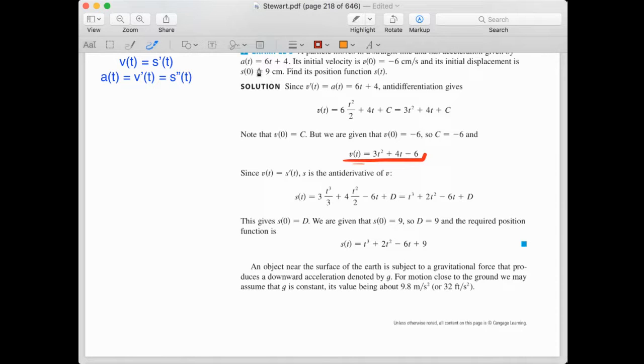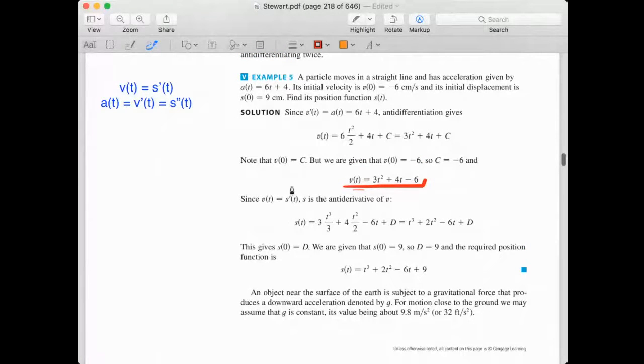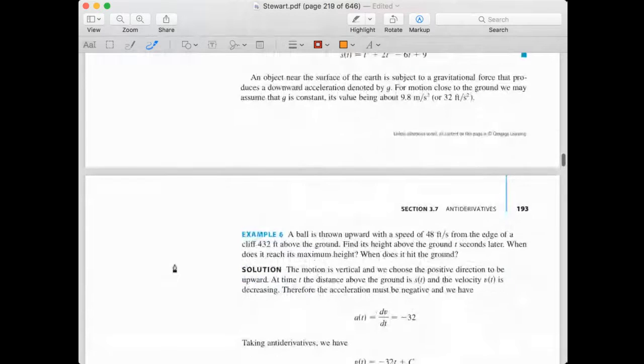Now we have another point, right? We have 0, 9 for the displacement function. So we substitute 0 for t, and that equals 9. So d equals 9. So we put 9 into d, and we get the displacement function to be t cubed plus 2t squared minus 6t plus 9. All right, that's how we use antiderivatives in applications. Any questions? I'll keep going.